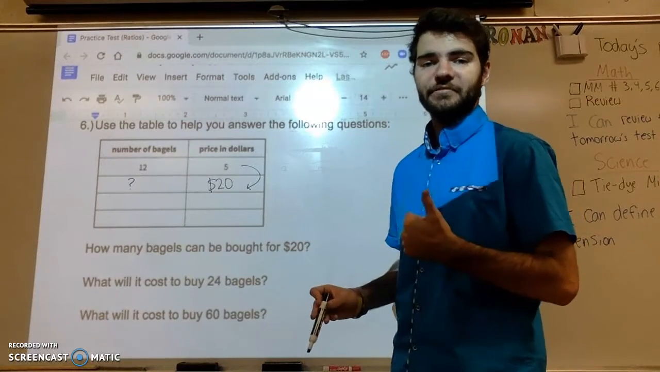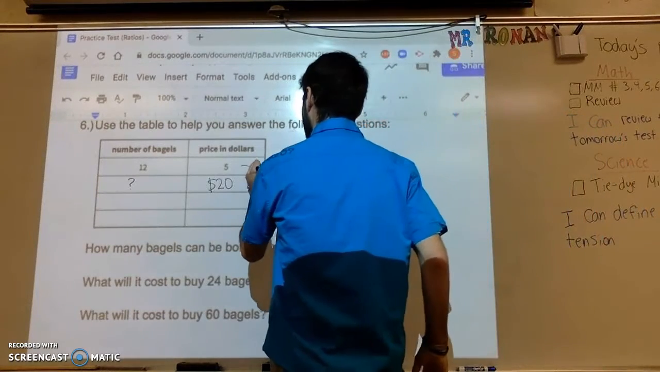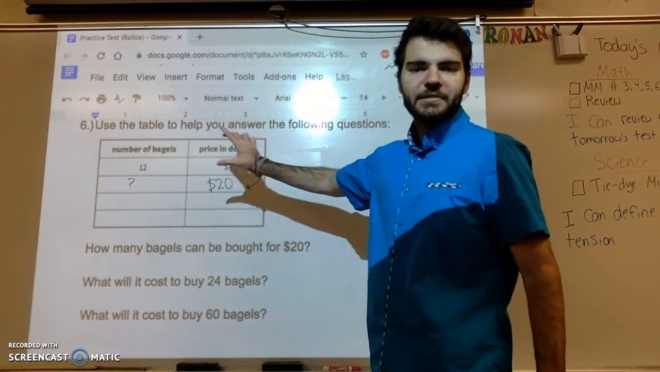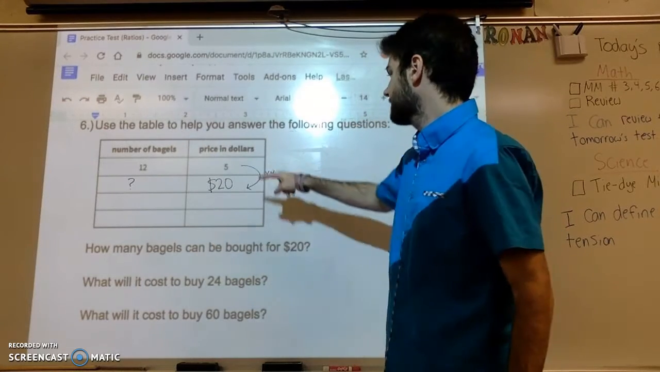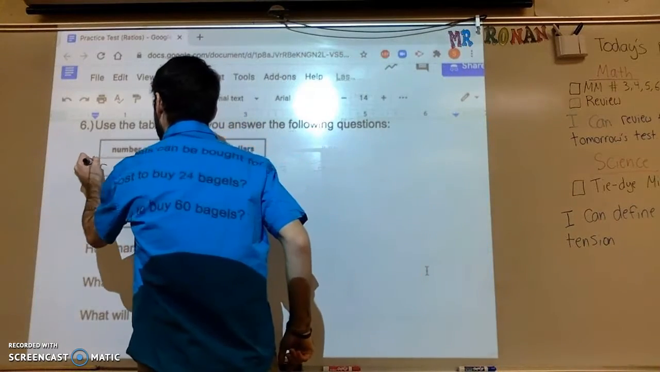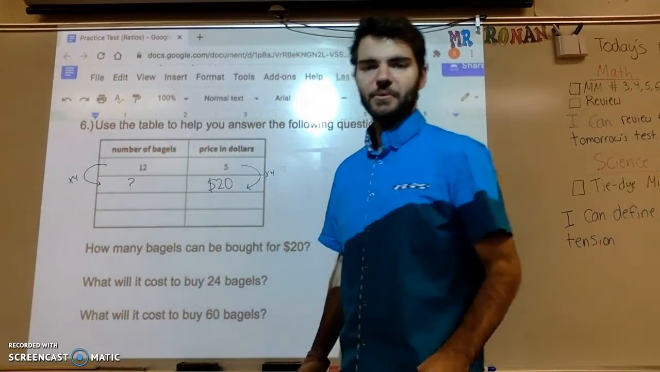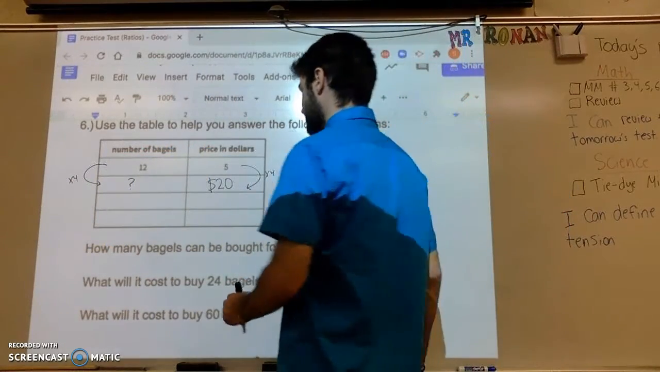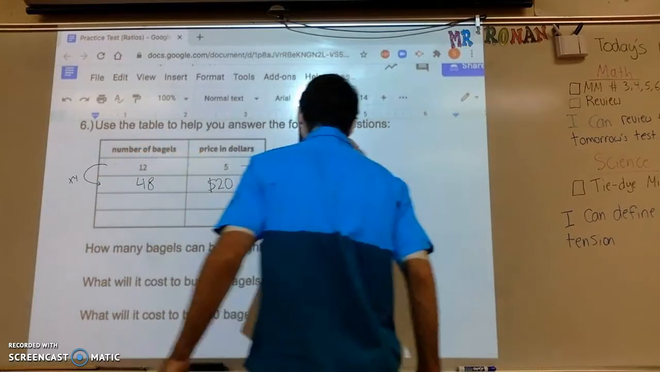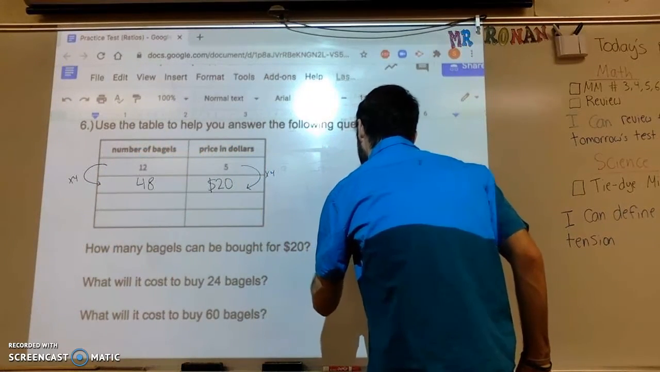So what did I multiply 5 by to get to 20? Multiplied it by 4, right? 5 times 4 is 20. And whatever I did on one side, I want the other side to be a mirror. So if I multiply 5 by 4, I need to multiply its neighbor, which is 12, by 4 as well. 12 times 4 is 48. So I can get rid of that question mark, and I know that it's 48. So for $20, I can get 48 bagels.